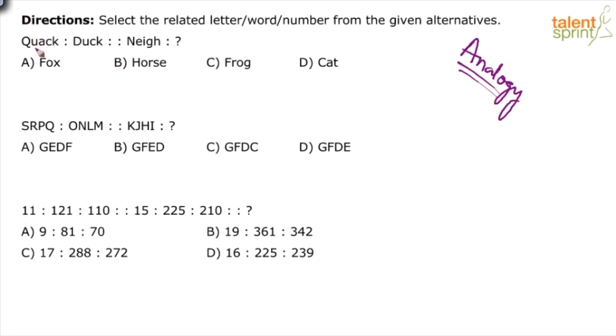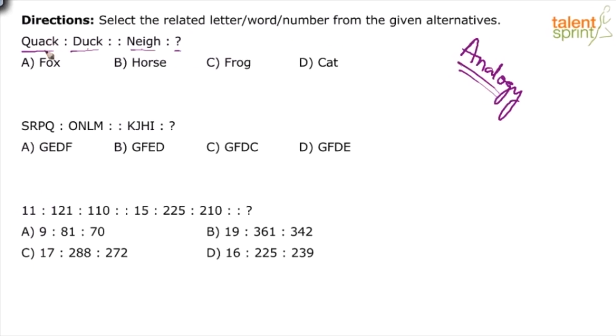Now, if you look at the first one, it says quack is related to duck. In a similar way, nay is related to what? We have to find out what comes in place of the question mark. Now, if you have gone through the video, I have explained a technique there, which makes it very easy to eliminate options in such questions, or get some idea on the given words.